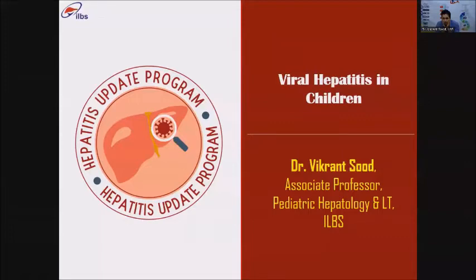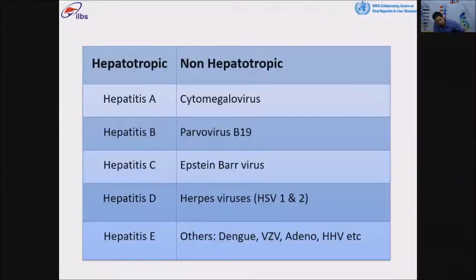So we all know that acute viral hepatitis most commonly would mean hepatitis A and E, and rarely some non-hepatotropic viruses. That means they are not very common, but when you have a specific scenario, say there is a dengue epidemic, then dengue virus can also infect the liver. As I was mentioning, these are the group of viruses which usually infect the liver.